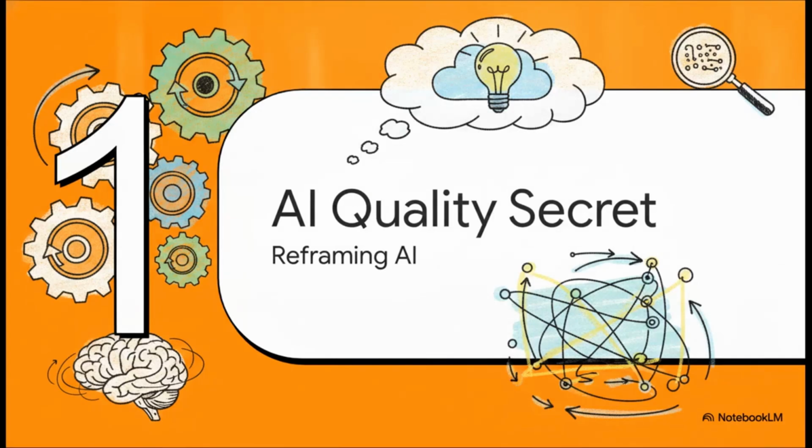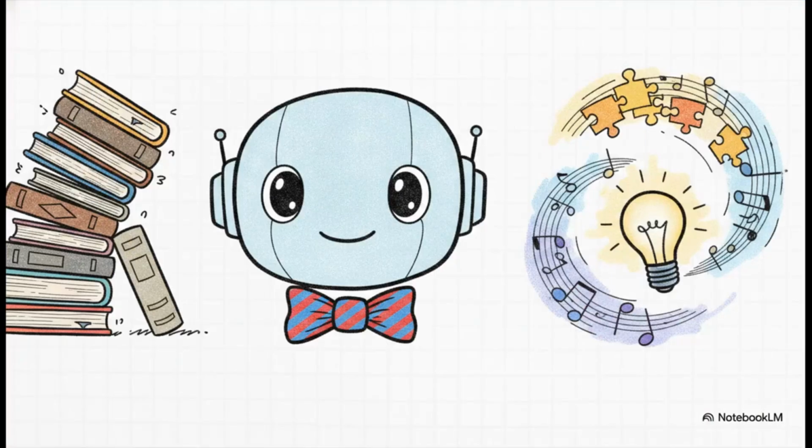Section 1. The secret to AI quality. Okay, you need to think of AI like ChatGPT not as a standard search engine, but as an incredibly well-read personal assistant. It's been trained on just massive amounts of data. We're talking websites, books, articles, the whole shebang.